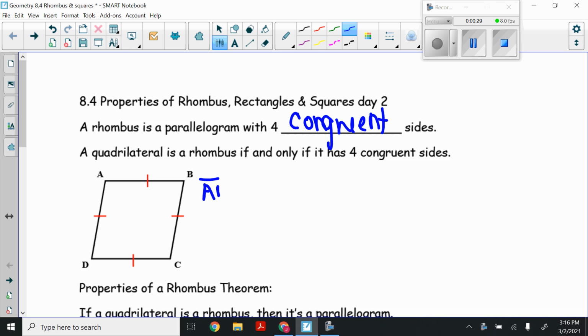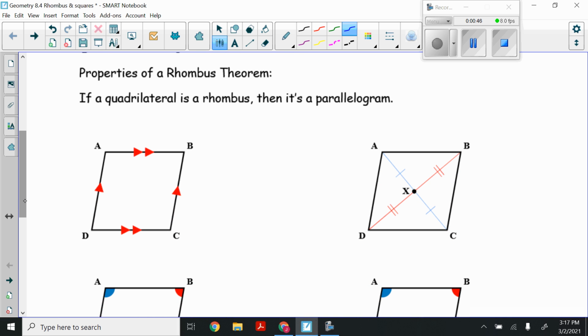So AB is congruent to BC, is congruent to CD, is congruent to DA. Then I can say it is a rhombus. Okay? So properties of a rhombus are theorems. If a quadrilateral is a rhombus, then it's a parallelogram. So all the properties of our parallelograms. So we would have to know that AB is parallel to DC and AD is parallel to BC. So both pairs of opposite sides are parallel.